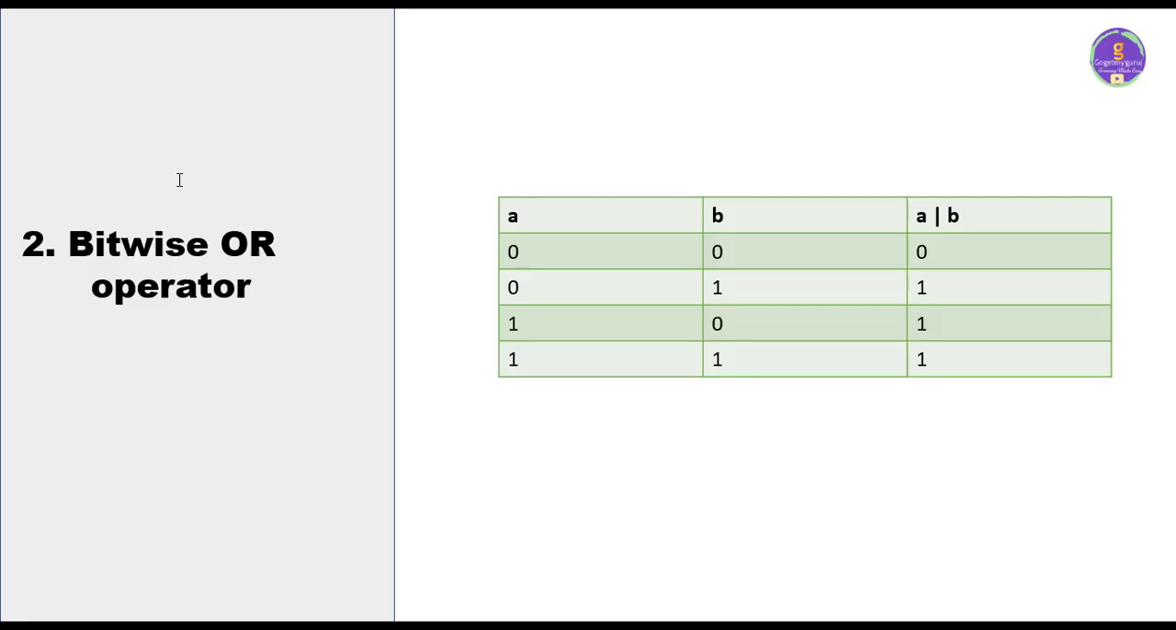The second topic we'll discuss is the Bitwise OR operator. Observe this truth table. Here, if both the bits of A and B are 0, 0, then only our output is 0. For all other combinations, the output is 1. Let's understand with an example.